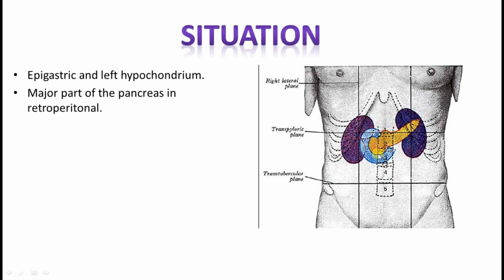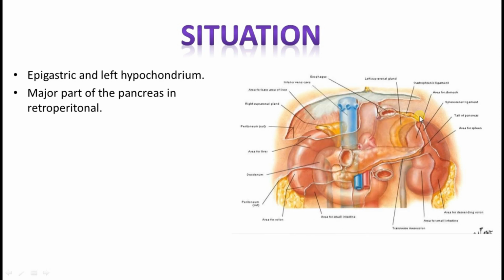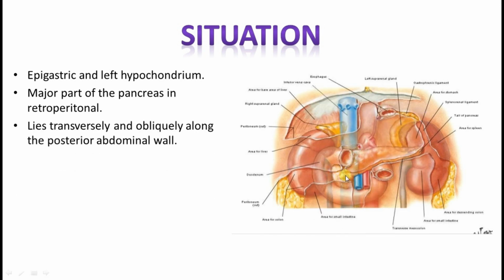The extent is from the concavity of the duodenum to the hilum of the spleen. It lies transversely, and not only transversely, but also runs upwards and towards the left. So especially the body and the tail are at a higher level compared to the head of the pancreas.